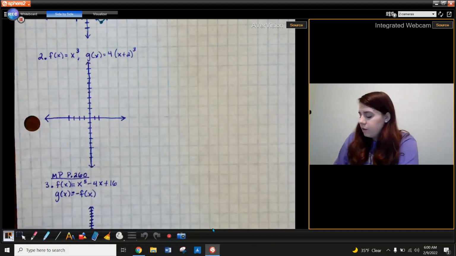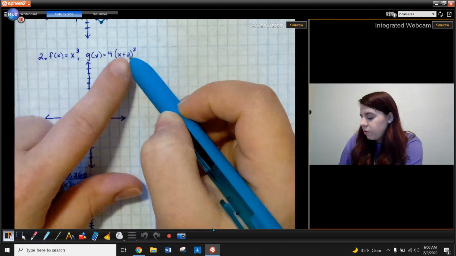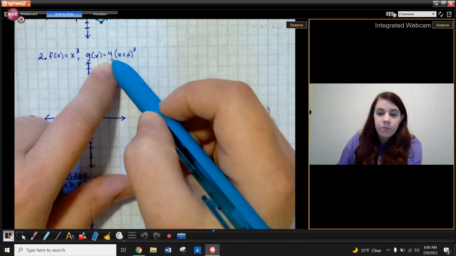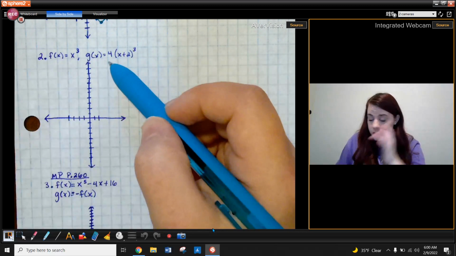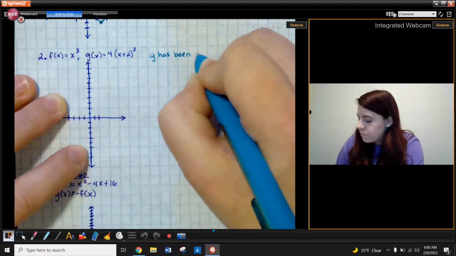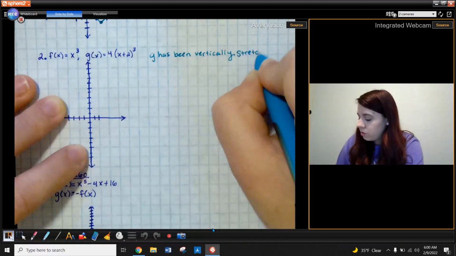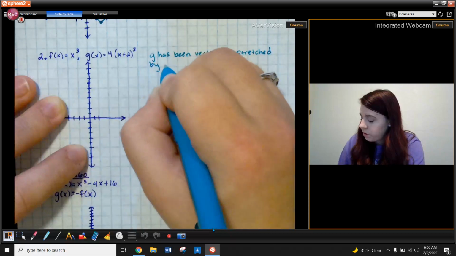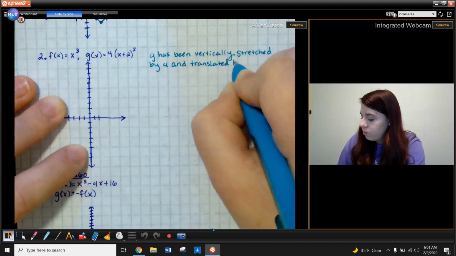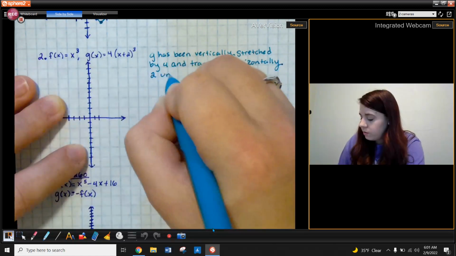So same type of deal with the plus. I see that this has been translated on the inside, so I know that it's going to be moving to the left too. I'm also seeing that this thing is being vertically stretched by 4. When I see that number being multiplied in the front, that is a vertical stretch. So we're going to say that g has been vertically stretched by 4 and translated horizontally 2 units to the left.